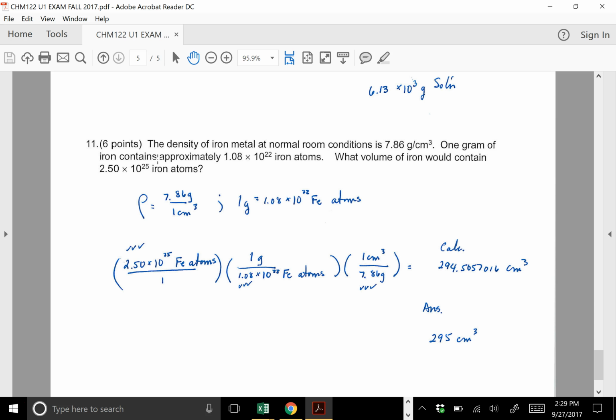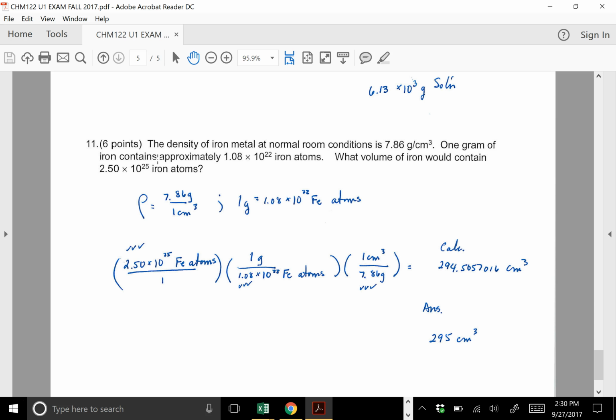So it says, what volume of iron, so I'm going to try to get to volume, would contain 2.50 times 10 to the 25th cute little iron atoms. So this number, 2.50 times 10 to the 25th Fe atoms, is actually the term I'm going to start with over 1. If I do that and I've doodled up above, I'm like, what can I do next? Well, I know that the problem told me this relationship between iron atoms and grams. So that's going to be my next term.